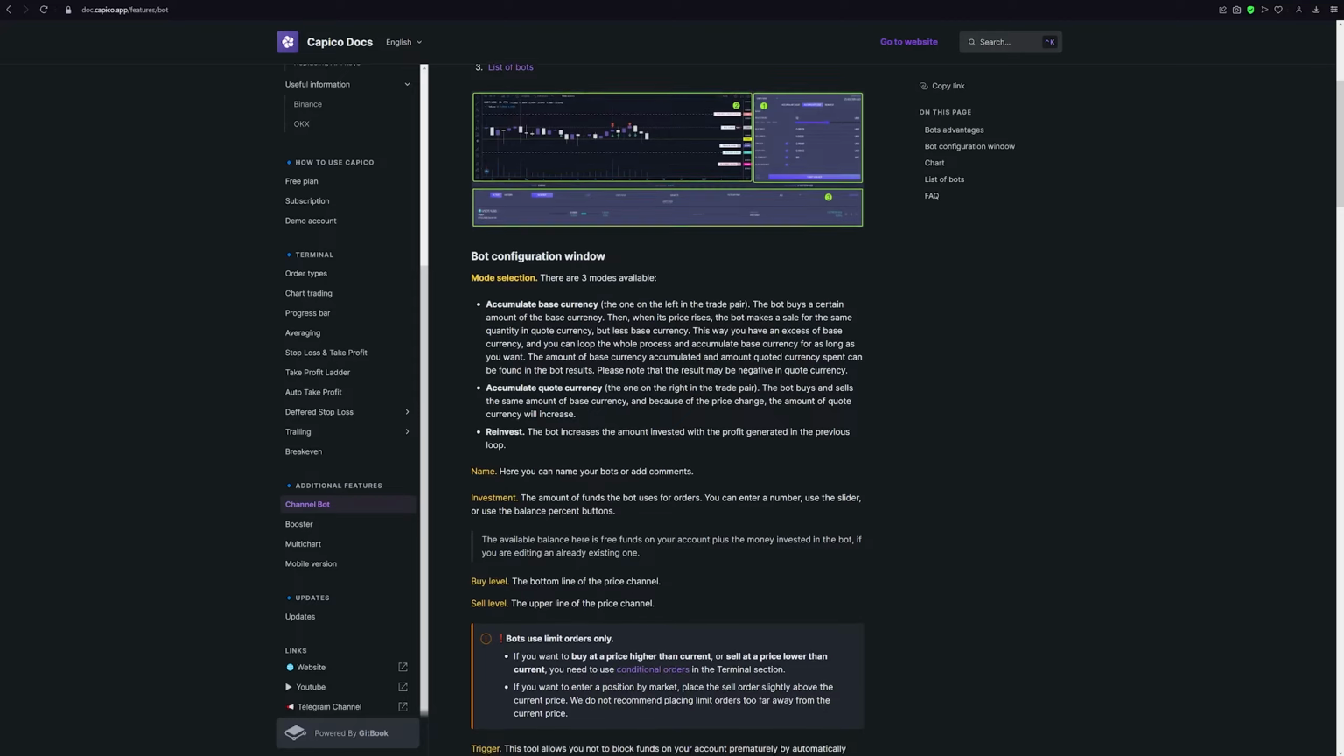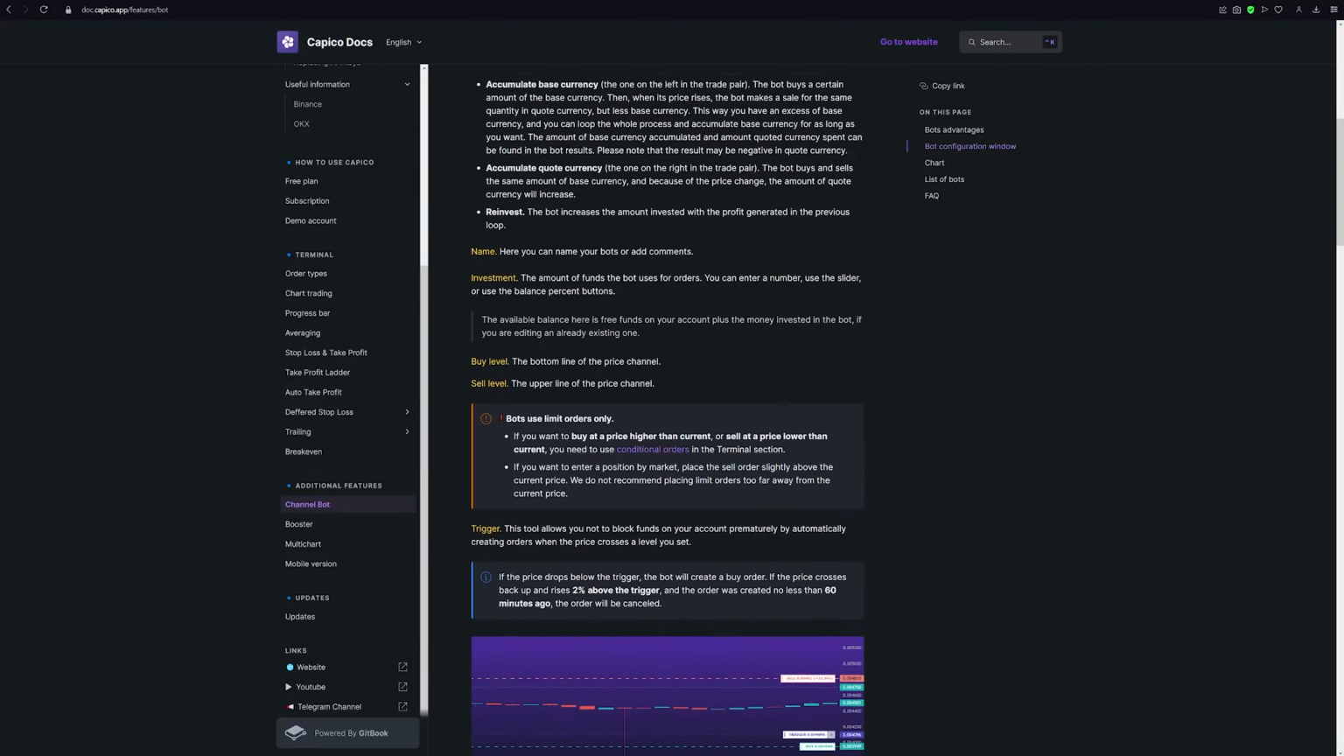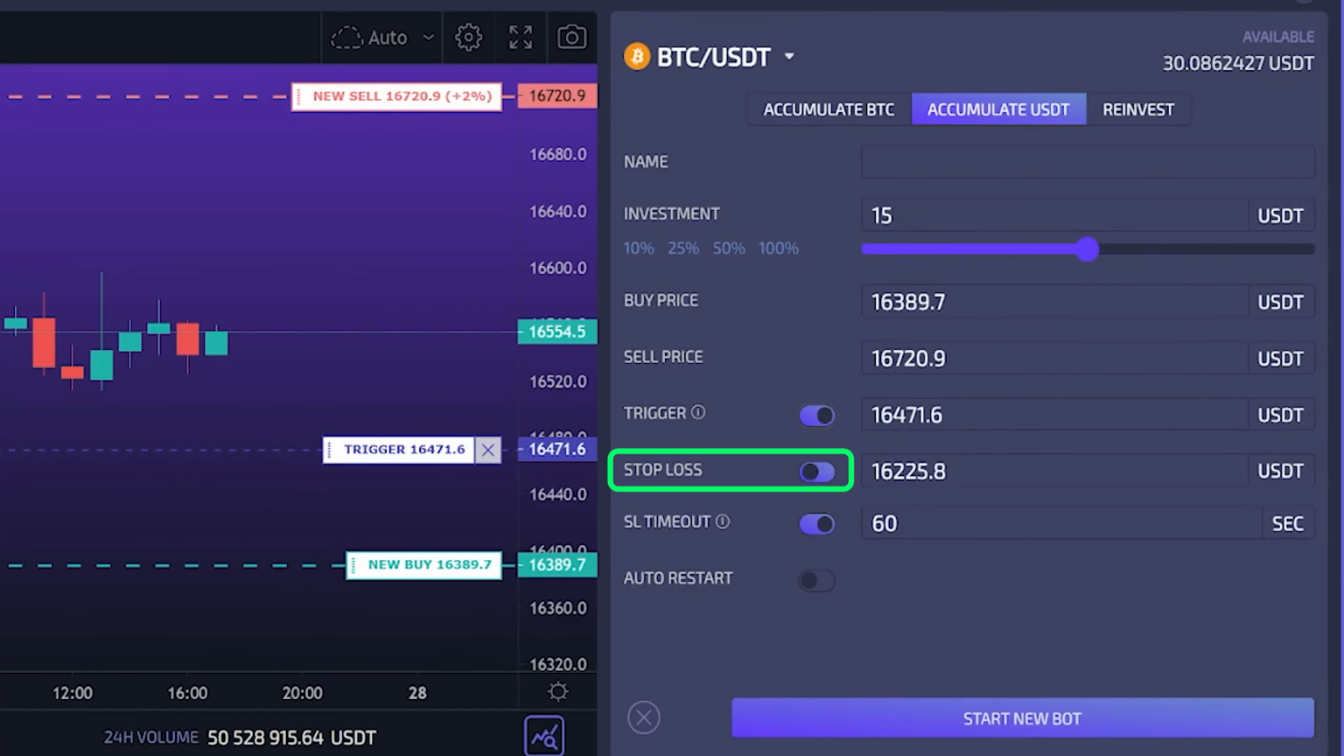Detailed, up-to-date information on bot configurations can be found in our knowledge base. I'll leave the link in the description. The next one is stop loss. You can set it to shield yourself from potential price drops and limit your losses.